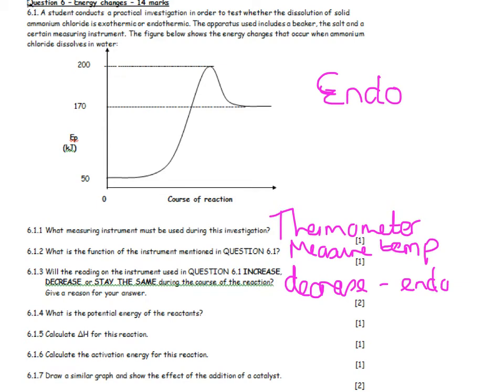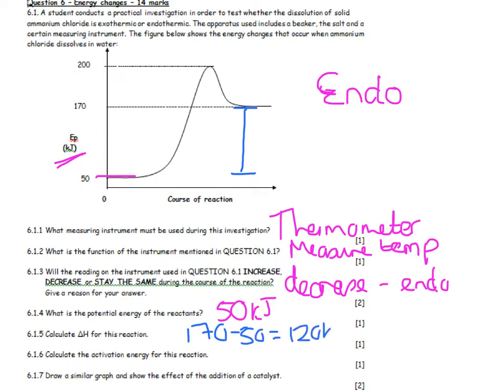What is the potential energy of the reactants? There's the reactants, so it's going to be 50 kilojoules. Calculate the delta H for this reaction. Delta H is the difference between reactants and products, so it's 170 minus 50, and I land up with 120 kilojoules.